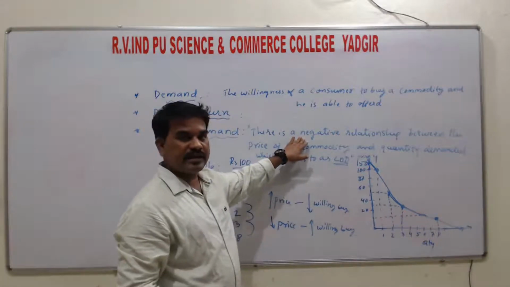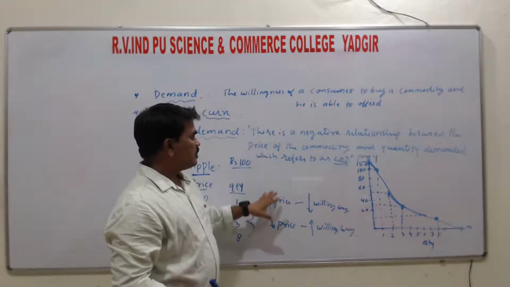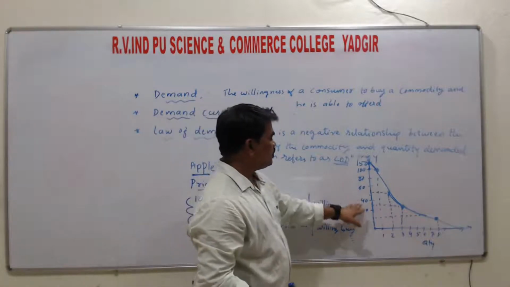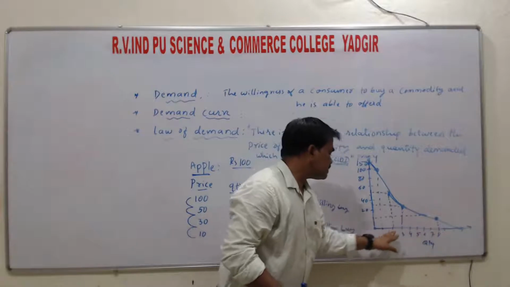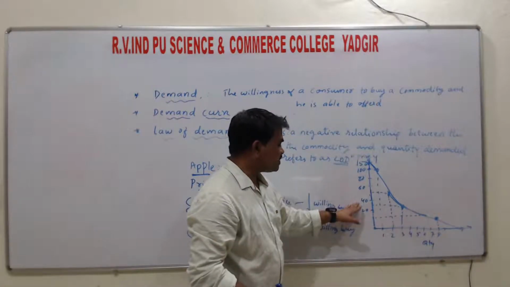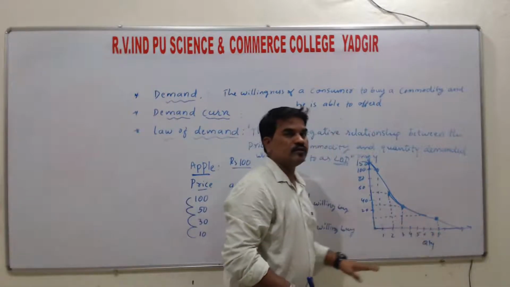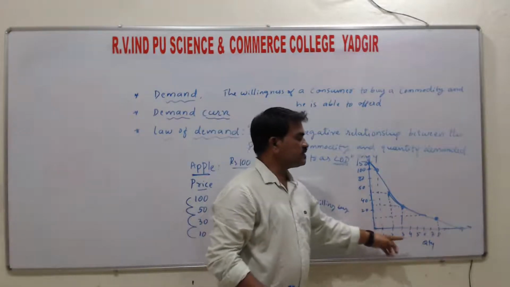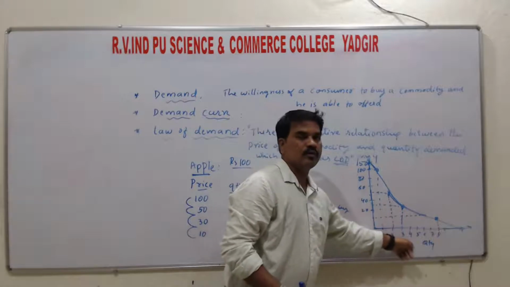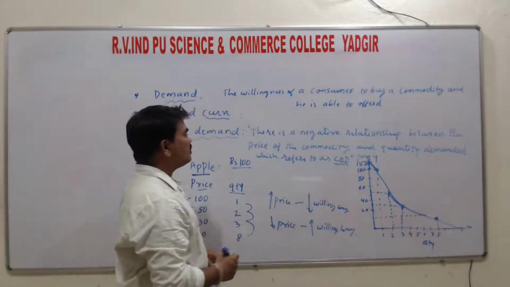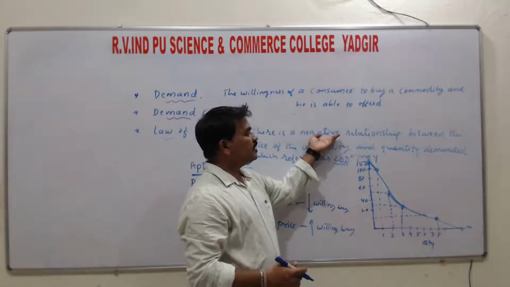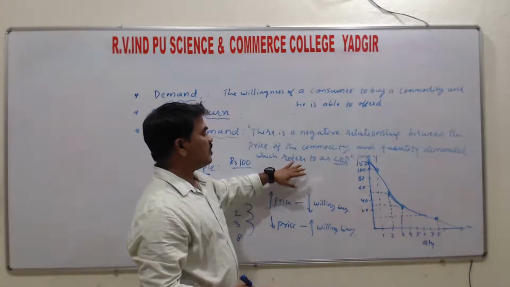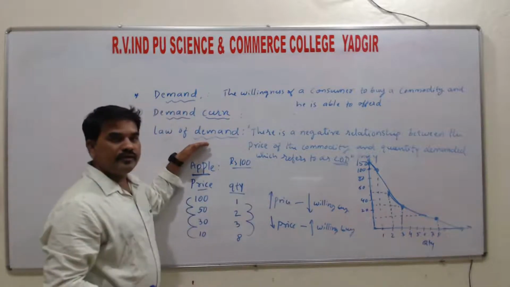A negative relationship means if the price is high, the willingness is low. When the price is high, willingness is low. When the price is less, the willingness is high. So that is why they are negatively related. If this is more, this is less. If this is less, this is more. That is why we call them negatively related. So we call this nature of demand the law of demand.